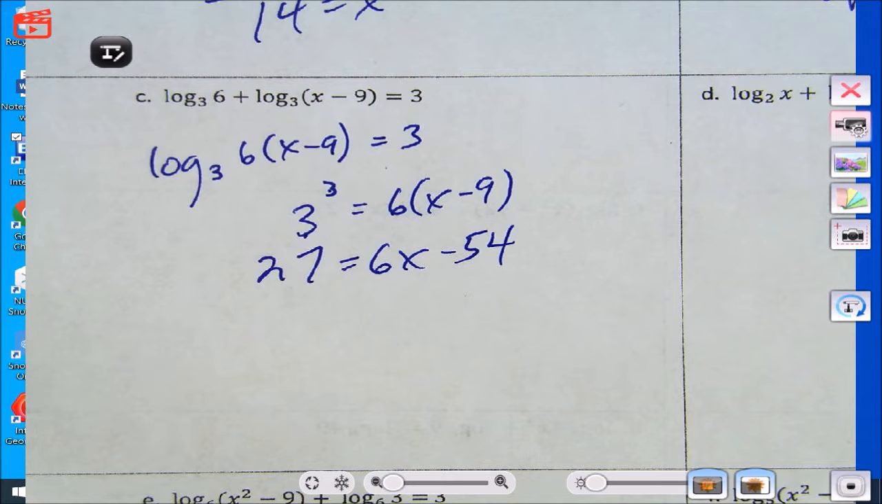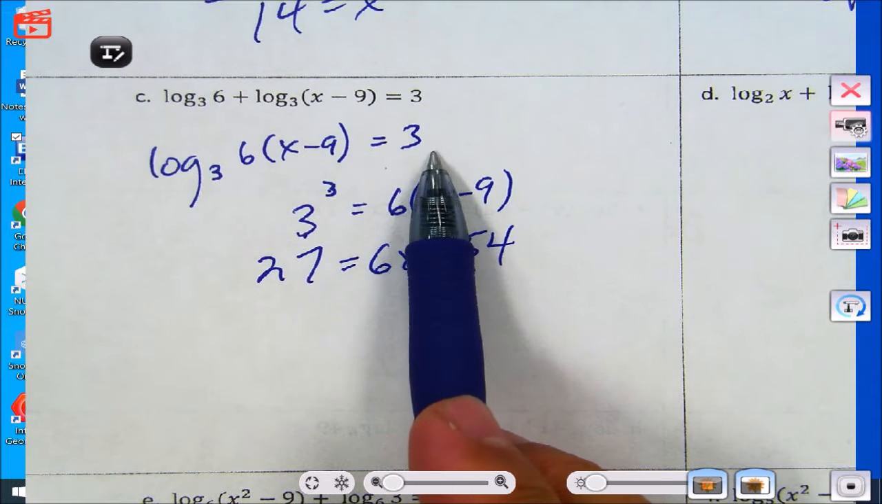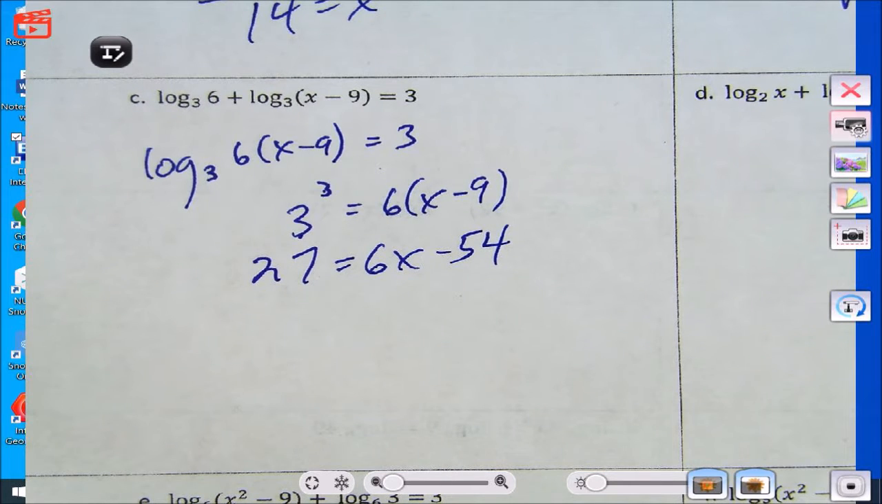How do you get 3 to the third? I take the base and raise it to the number over here. Oh, okay.